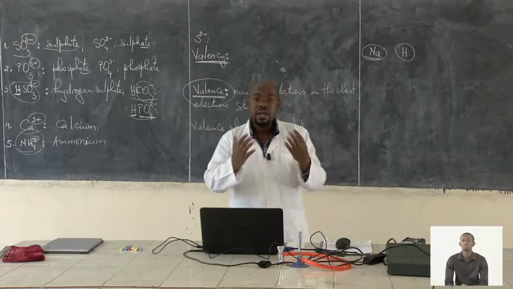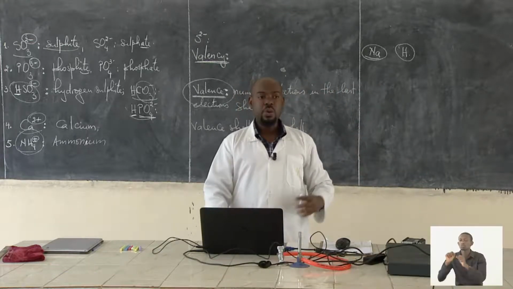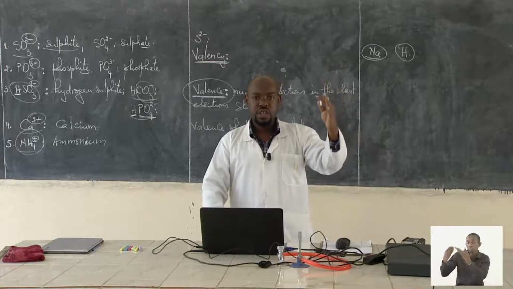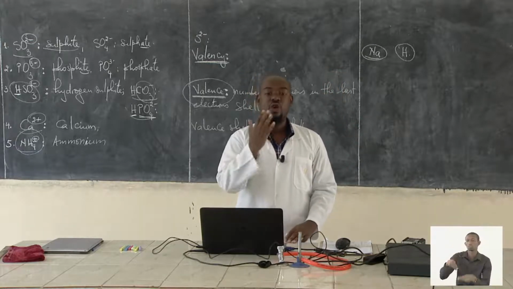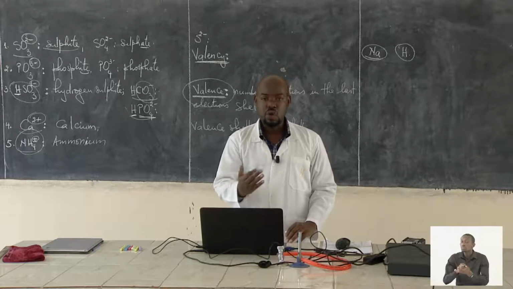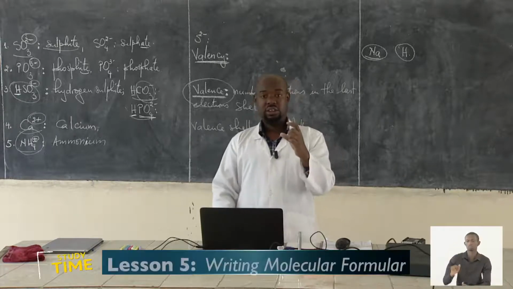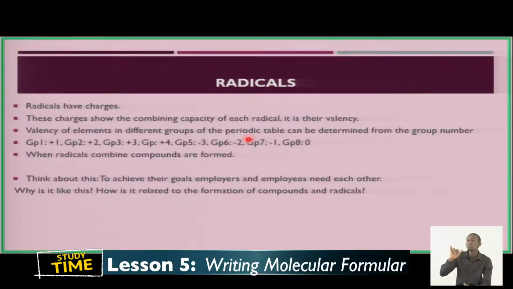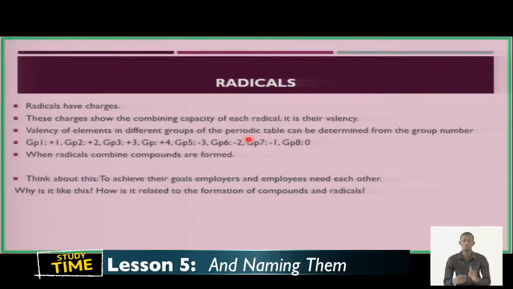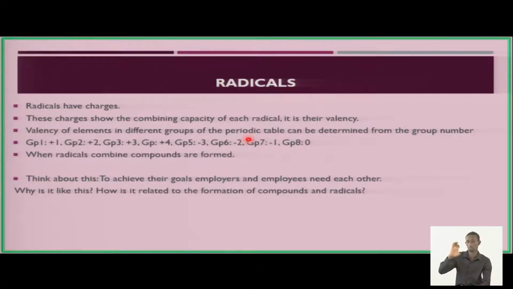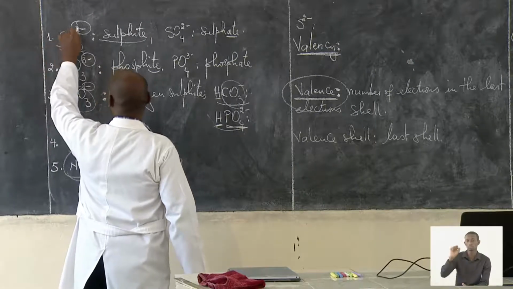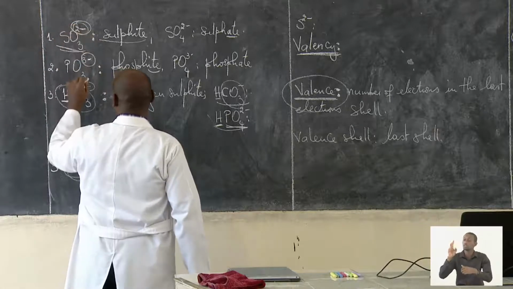So how many particles can combine with a given particle we are considering? That is the combining capacity, and it is shown by valency. And valency can be determined for the radicals simply by looking at the charges. So for the sulfide ion radical, the valency is 2 negative.